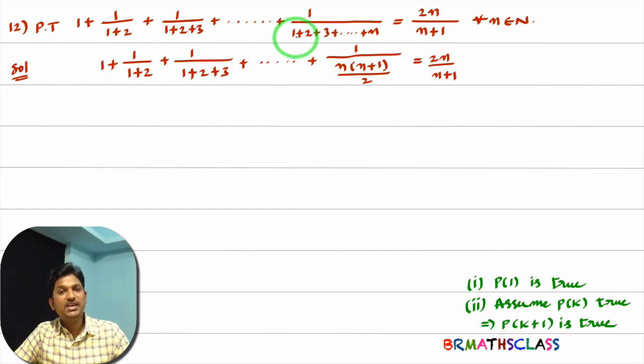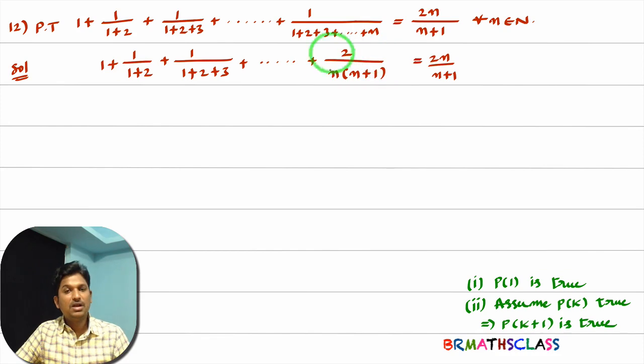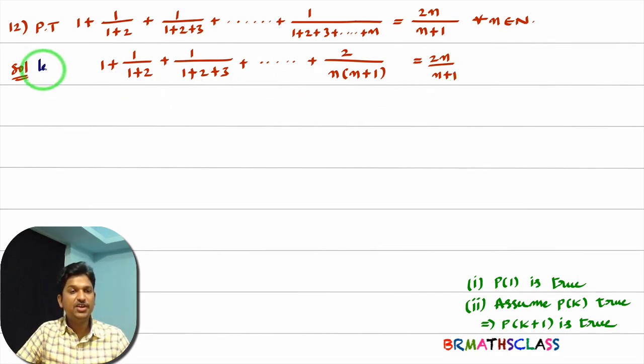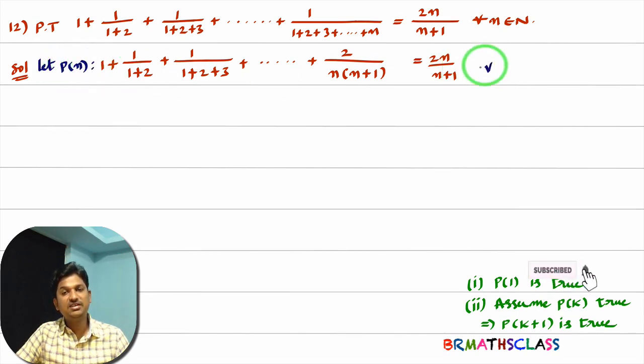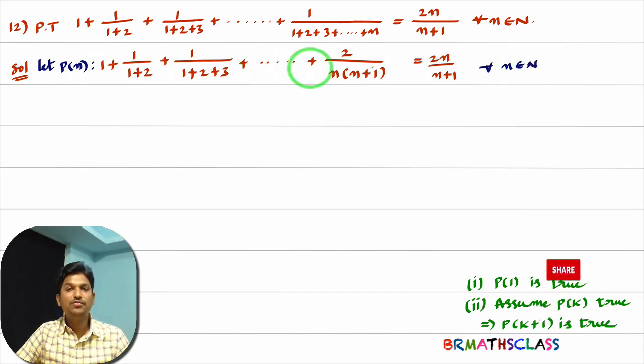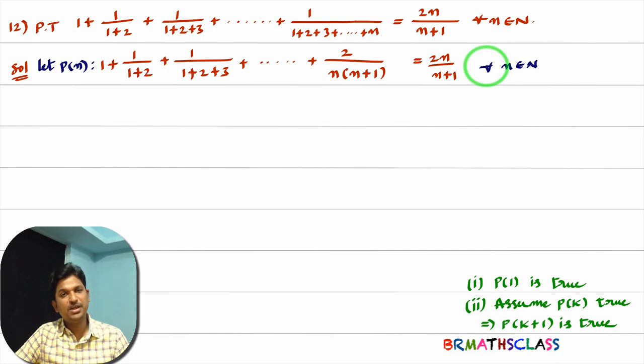So what I did here, in place of 1 plus 2 plus 3 plus and so on plus n, what I have written? I have written n into n plus 1 divided by 2. If I simplify this part, this 2 comes to the numerator like this. Okay. So now proving this is same as proving this statement. We need to prove this statement by using principle of mathematical induction. So which statement we are trying to prove? We'll take that statement as P of n. So first I considered this statement as P of n. Now we need to prove this statement by using principle of mathematical induction.